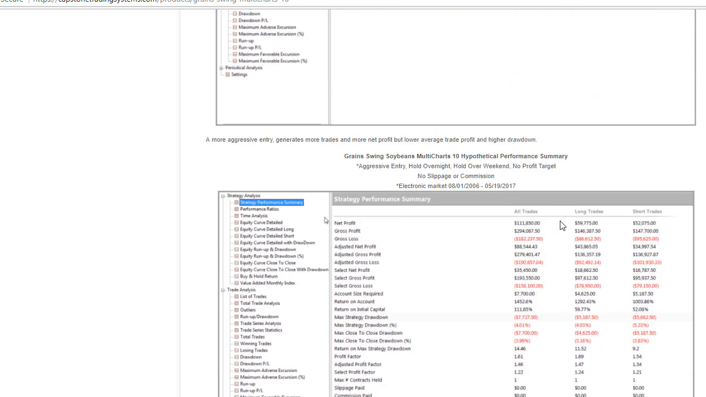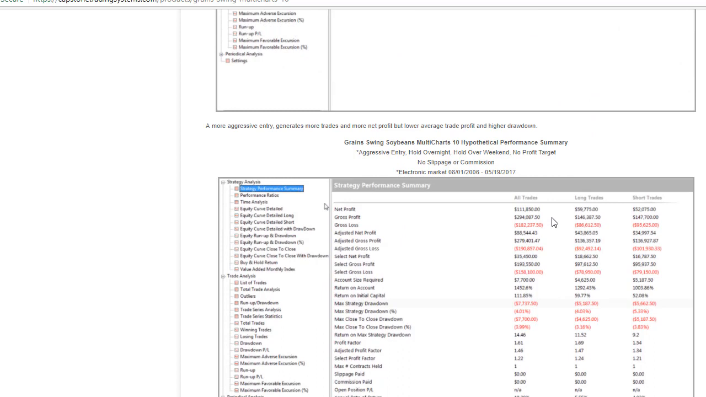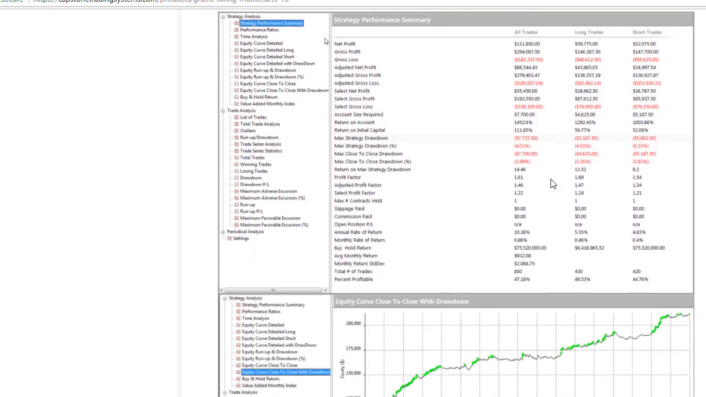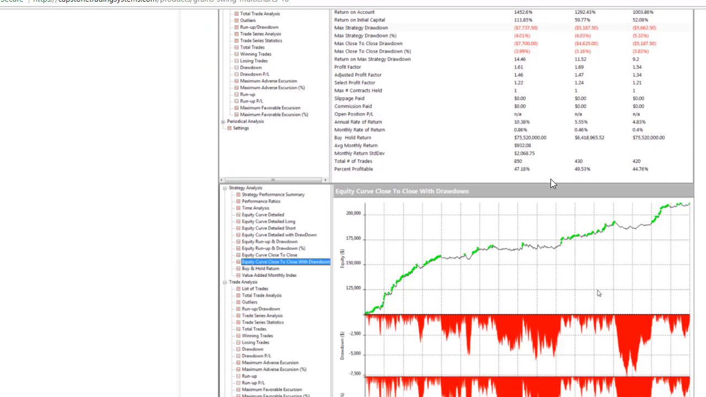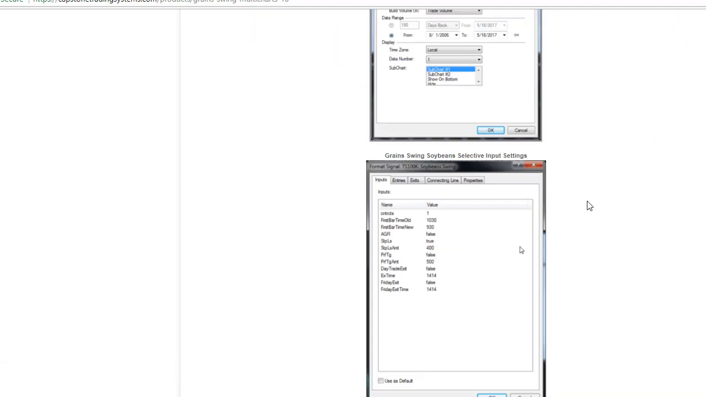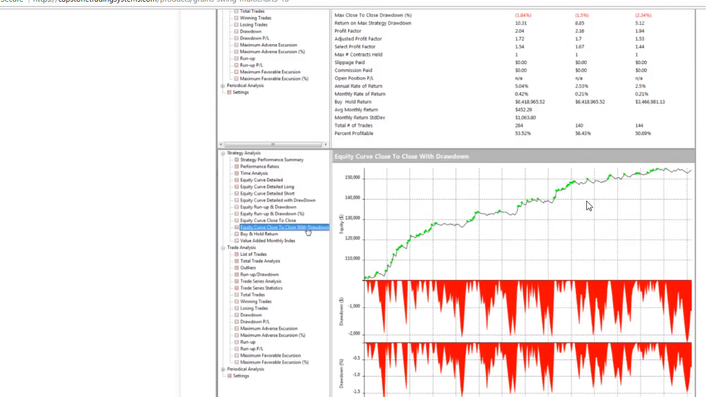And so let's take a look here. Here, that was the conservative. Here is the aggressive. So you see the aggressive version here in MultiCharts, and you can see the average trade profit down here, 131.59, and the custom session, data settings, input settings.